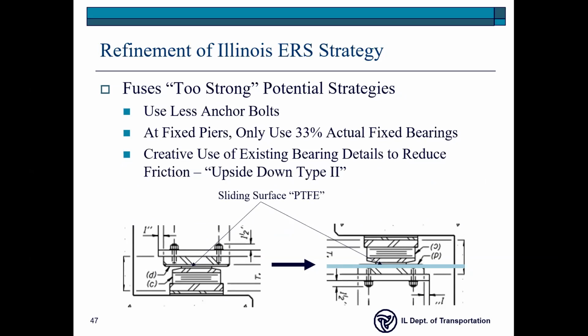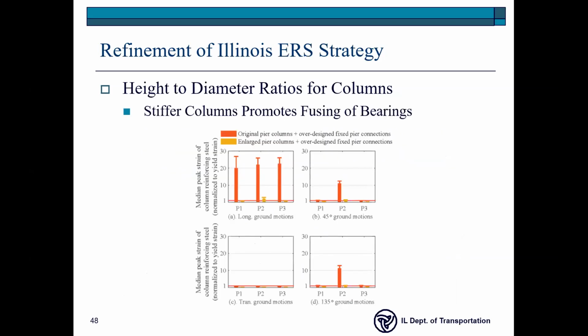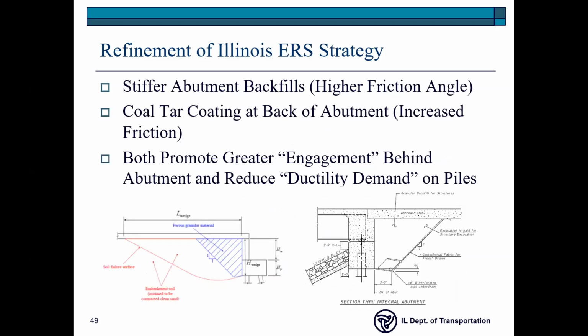Okay, so here are a couple of slides showing, well, maybe we can make the bearings slide a little bit more, or another strategy we could use is to make our columns and our abutments a little bit stronger. If we make those stronger, then that would enhance the fusing of the bearings, for example.